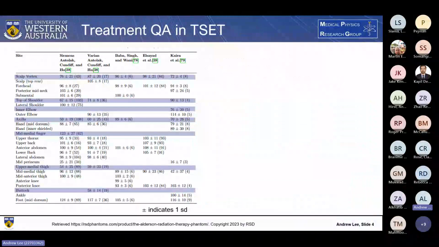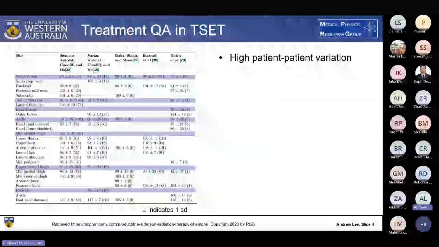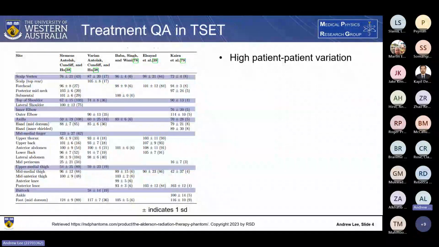So what are the challenges of implementing total skin electron therapy? One of them, first of all, is high patient-to-patient variation, as well as variation between different centers. So I've collated in this table a bunch of different studies from in vivo dosimetry for patients. Highlighted in blue are the ones that are most different.